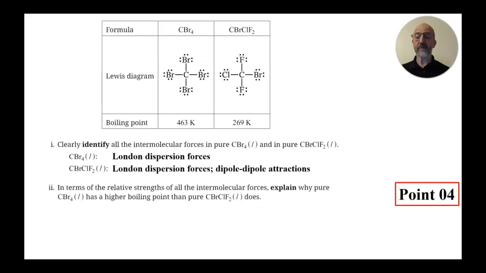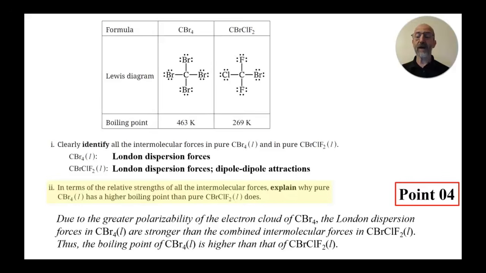And then finally, for the fourth point, we can see a difference in boiling points. So in terms of the relative strengths of all of the intermolecular forces, explain why the pure CBr4 liquid sample has a higher boiling point than the pure CBrClF2 liquid sample. So what I'm doing is talking about stronger attractive forces or intermolecular forces for the substance that has the higher boiling point. So I said the following. Due to the greater polarizability of the electron cloud of CBr4, the London dispersion forces present in CBr4 liquid are stronger than the combined intermolecular forces in CBrClF2 liquid. Thus, the boiling point of CBr4 liquid is higher than that of the CBrClF2 liquid.